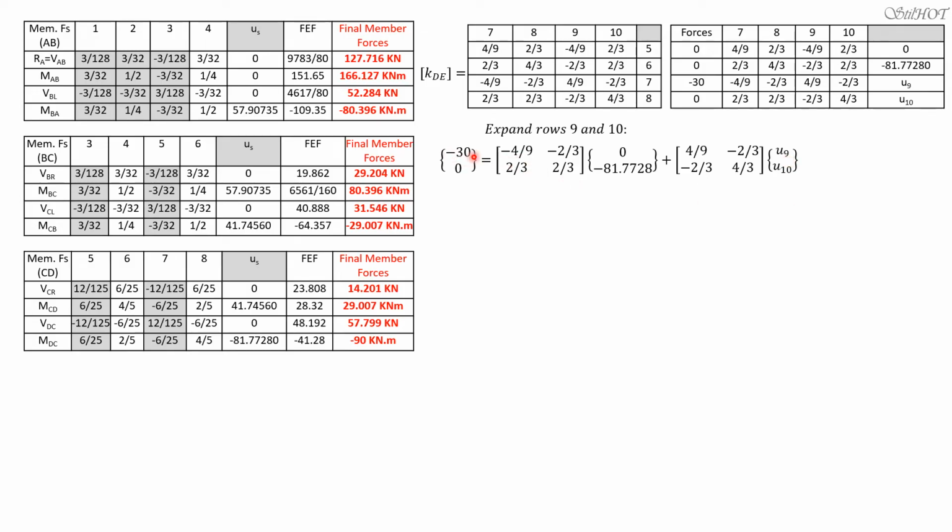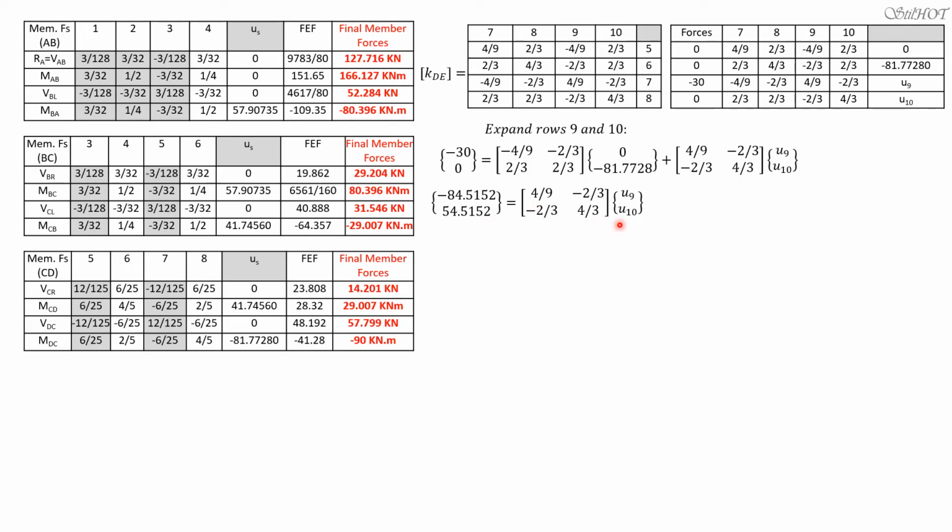So the first force value would be negative 4 over 9 times 0. Negative 2/3 of negative 81.7728 is positive. So transpose it to the left, it becomes negative. So this is now negative 30 minus 2/3 times 81.7728. And the second entry here is, because this is 2/3 times 0 is 0, 2/3 times negative 81.7728 is negative. Transpose it to the left, it becomes positive. So 0 becomes 2/3 of 81.7728. Then equals this product of this matrix, the second term.